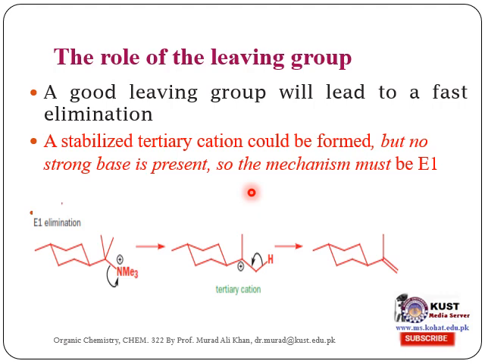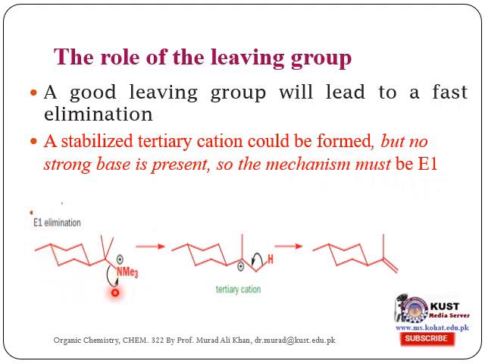The role of leaving group. The stability and the efficiency of the leaving group is directly involved in the formation of carbocation. The better the leaving group, the faster will be the elimination, and the more will be the rate of the E1 reaction. A good leaving group will lead to a fast elimination, and a stabilized tertiary cation could be formed, but no strong base is present, so the mechanism must be E1.